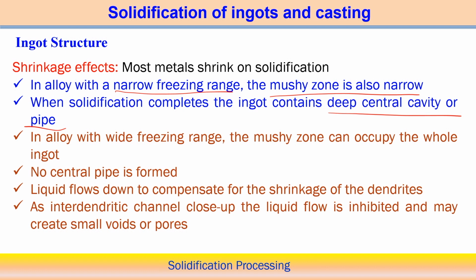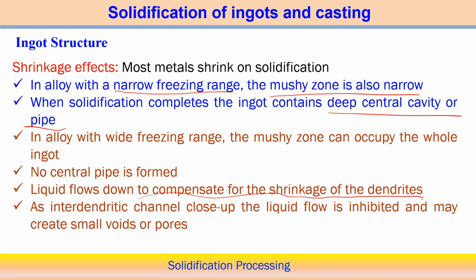So at the center point, we can expect some kind of pipe or central cavity because of the shrinkage effect from changing the phase from liquid to solid during solidification, and that usually happens in metals having a very low freezing range. But in the other way, if an alloy has a wide freezing range, the mushy zone can occupy the whole ingot.